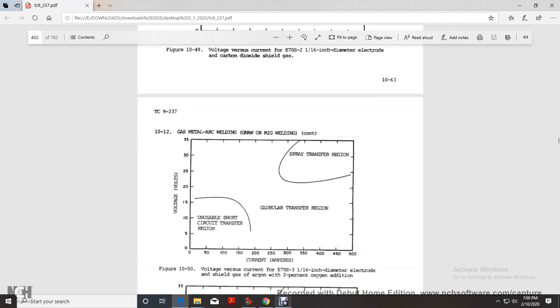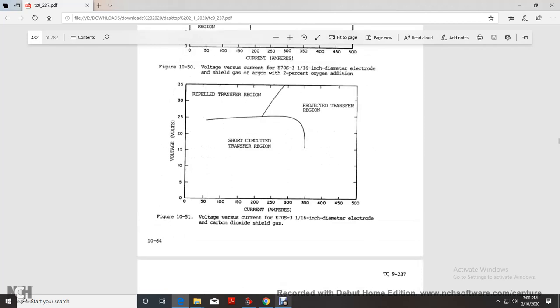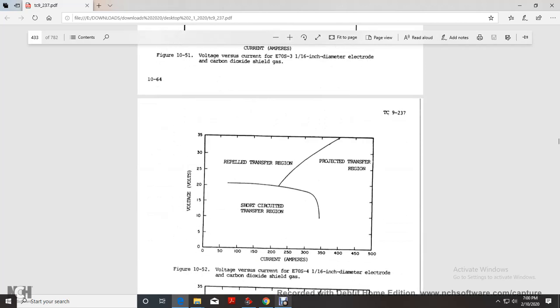Figure 1050 shows voltage versus current with the E73 1/16 inch diameter electrode, shielding gas argon with 2% oxygen: unstable short circuit region, globular transfer region, spray transfer region, and volts and current in amps. Voltage versus current with the E73S3 1/16 inch diameter electrode, carbon dioxide shielding gas: repelled transfer region, short circuited region, projected transfer region.